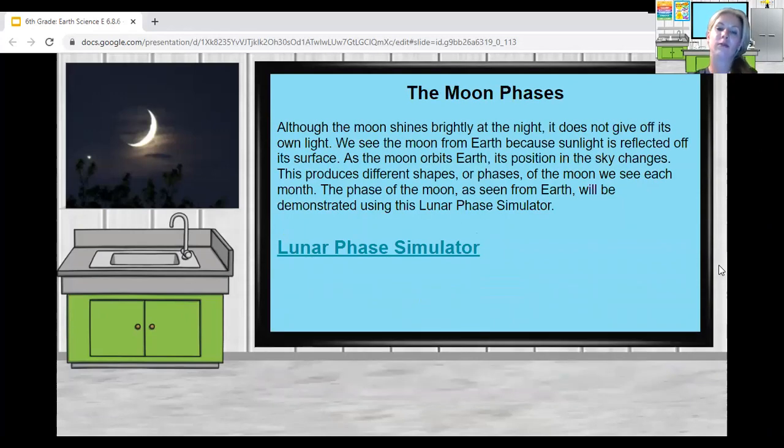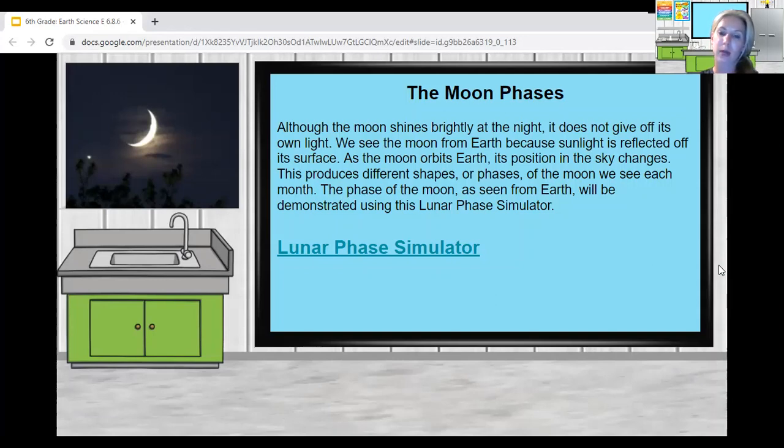So the moon goes through phases, and I'm sure you've observed all the moon phases in the night sky, and you might want to know, why don't we always see a full moon every single night? And that's because it's revolving around the Earth, and the moon changes its position and how the sunlight can illuminate the moon. Although the moon shines brightly at night, it does not give off its own light. We see the moon from Earth because sunlight is reflected off of its surface. As the moon orbits Earth, its position in the sky changes. This produces different shapes or phases of the moon we see each month.